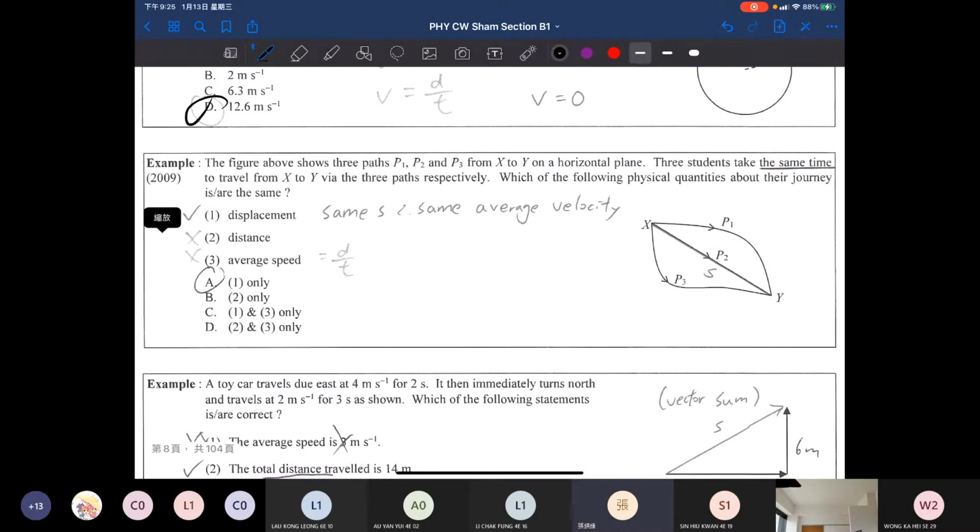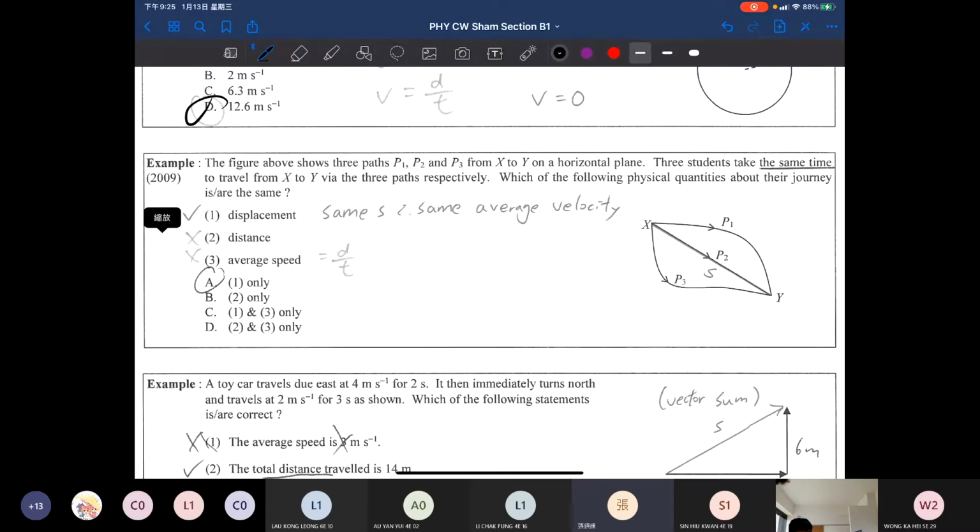So let's see. The figure above shows 3 paths, 1, 2, 3, from X to Y on a horizontal plane. 3 students take the same time to travel from X to Y via the 3 paths respectively. Each of them takes one path. Which of the following physical quantities about their journey is or are the same? So the displacement, because from start to end, they are the same. So displacement is the same. Distance, because their paths are different, therefore, they have different distances.